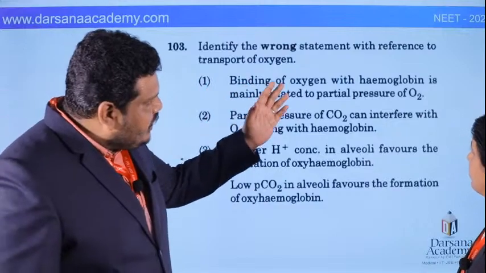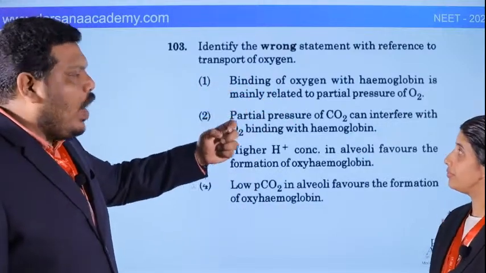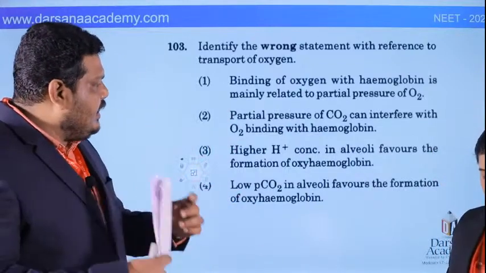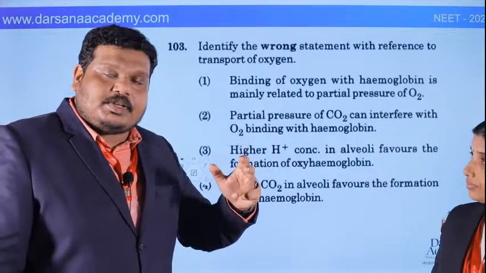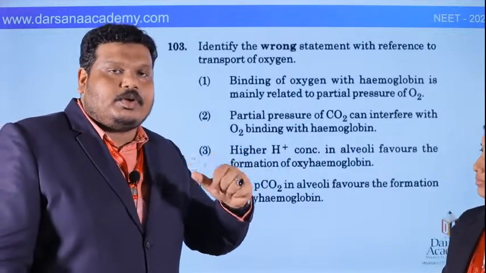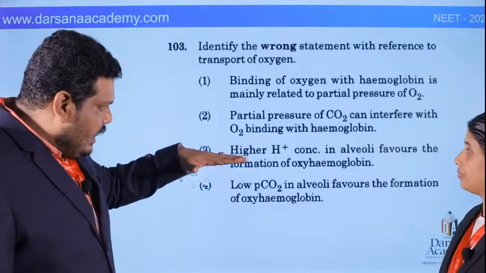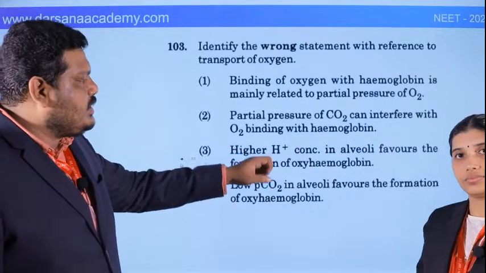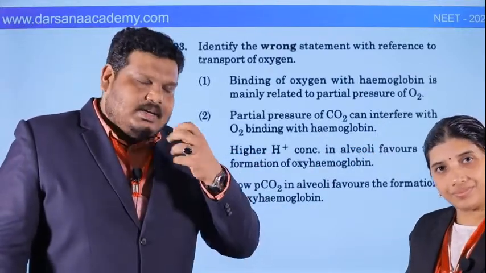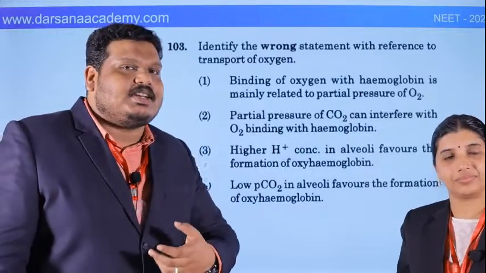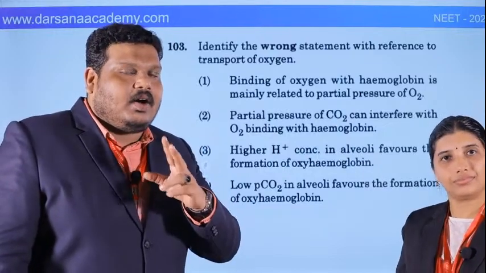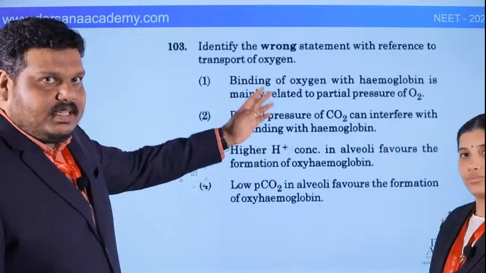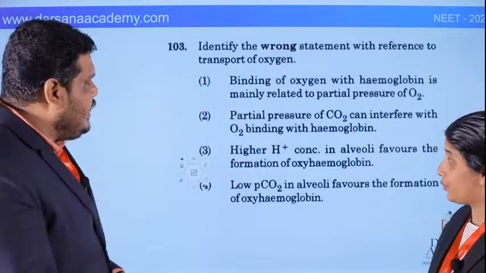The binding of oxygen with hemoglobin is mainly affected by partial pressure, H plus concentration, and PO2, CO2 concentration ratio. Here it says that higher H plus concentration in the alveoli favors the formation of oxyhemoglobin. You all know that H plus concentration does not favor binding of hemoglobin with oxygen. Since we are asked for the wrong statement, the answer should be option 3.